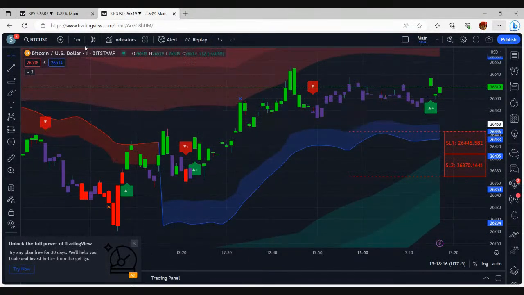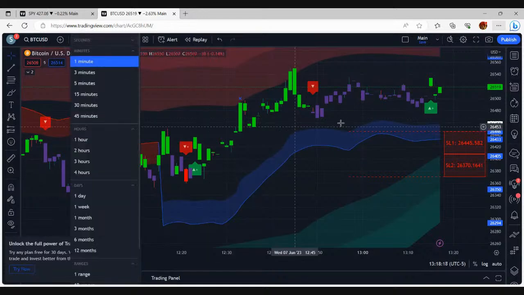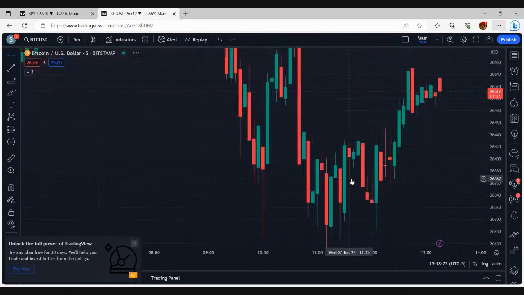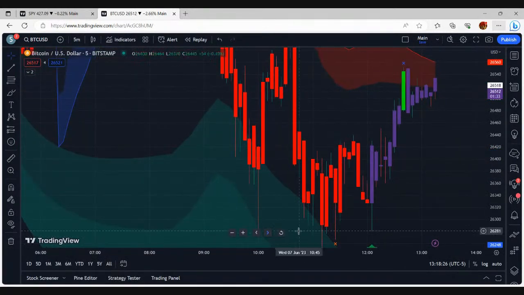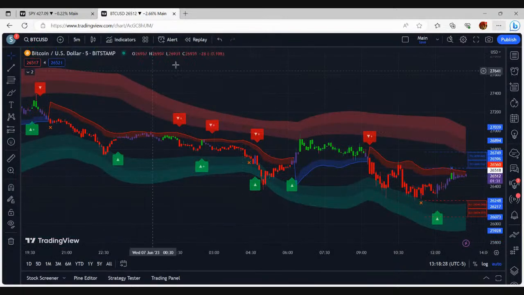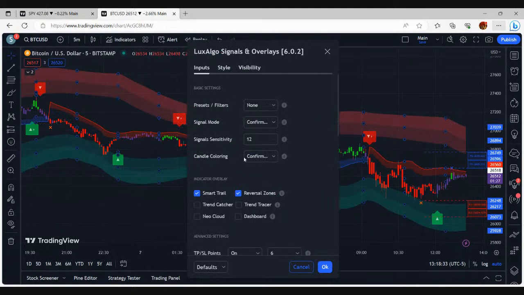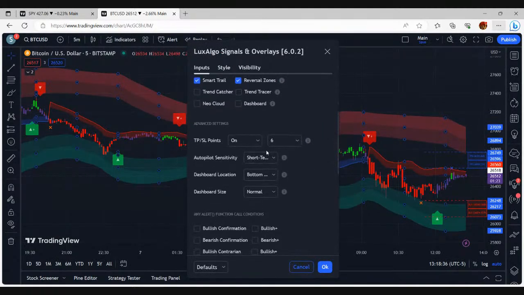So let's go. That's the 1 minute. It doesn't look particularly great at the moment. So let's look at slightly longer time frames and see how things are looking. Let me just check because I want to make sure I've got the right settings on here. So at the moment on Lux, I am on short term.